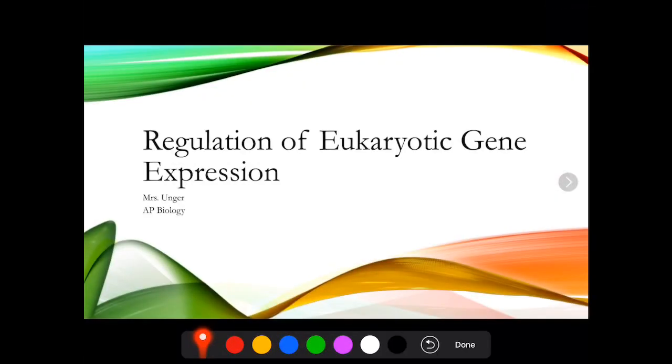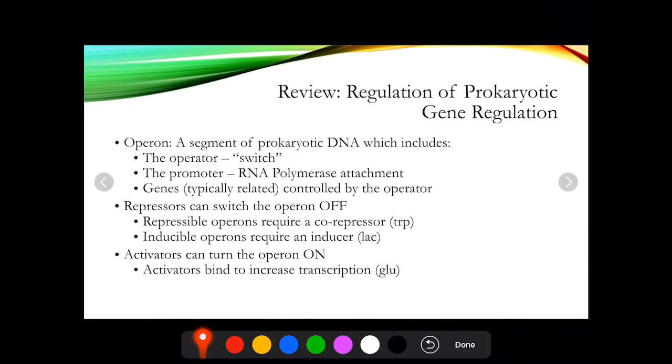All right, so when we are looking at eukaryotic gene expression, I think it's going to be useful to go back again and review prokaryotic gene expression. And this is where it gets a little bit dicey. As a reminder, eukaryotic genes don't have operons. Eukaryotic genes do not use operons. They are only going to be found in prokaryotic genes.